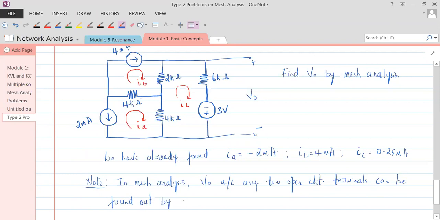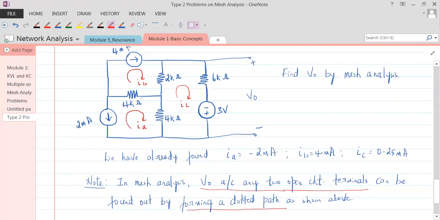by forming a dotted path, as shown above. So when do we do this? We do this when we want to find out the voltage across here, V naught across any two open circuit terminals. Then what we need to do? We need to be forming a dotted path.